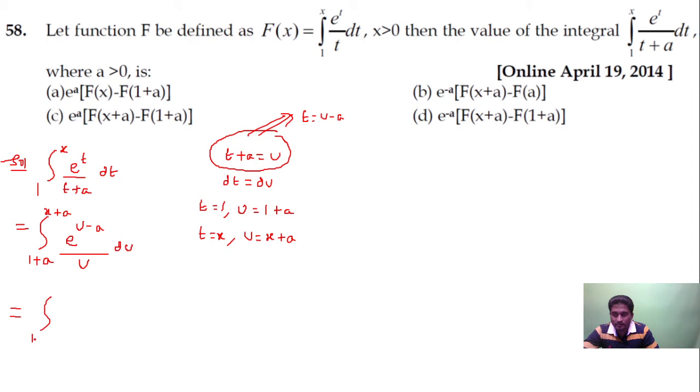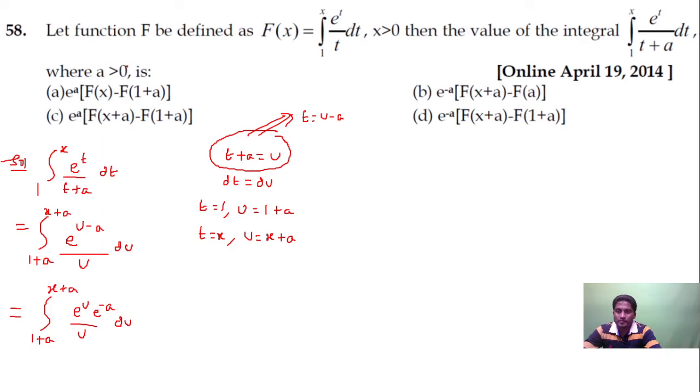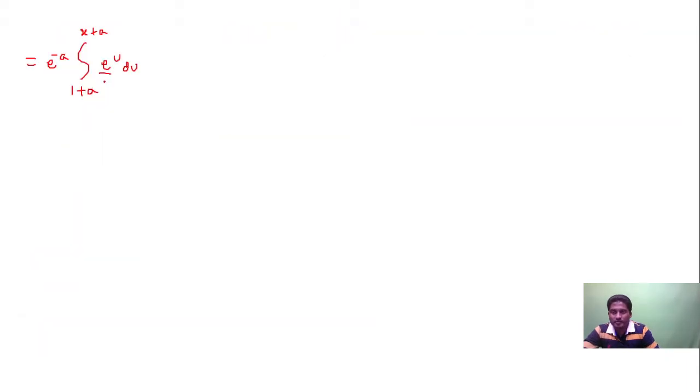I can write this as 1 plus a, and then x plus a, e to the power of u, e to the power of minus a divided by u into du. Okay, I'm going to take e to the power of minus a common. Integration of lower limit 1 plus a and upper limit x plus a, e to the power of u divided by u du.